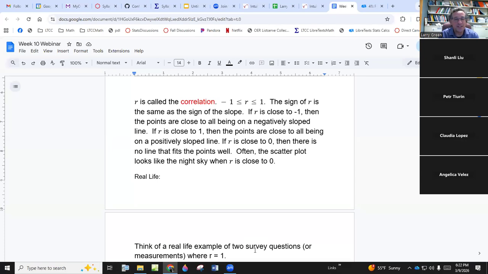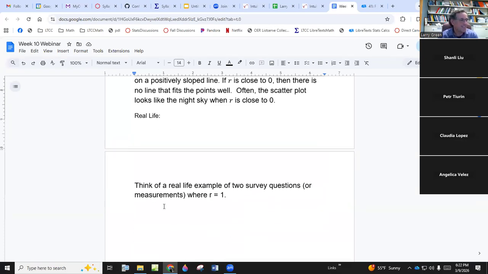Let's see everyone jumping in. Should I do an example since no one else is coming up? Maybe I'll put one in. How about question one? Q1 is how tall are you in inches? And how about Q2? How tall are you in centimeters?